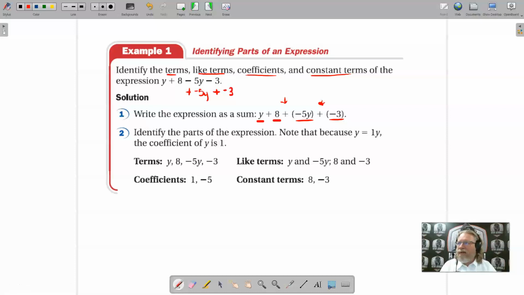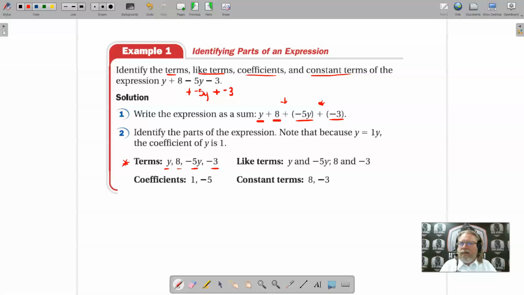All right, so now that we have written the expression as a sum, we can identify all of the terms, like terms, coefficients, and constant terms. So our terms, remember, are the parts of the expression that are being added together. So we see 3 plus signs, so we must have 4 terms. And here, indeed, we have 1, 2, 3, 4 terms. Those terms are y, 8, -5y, and -3.